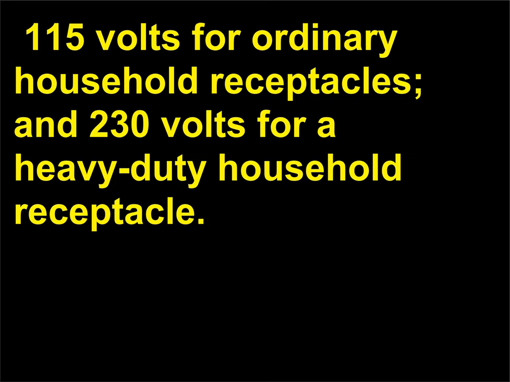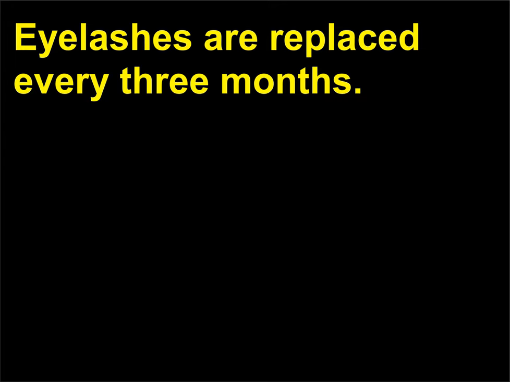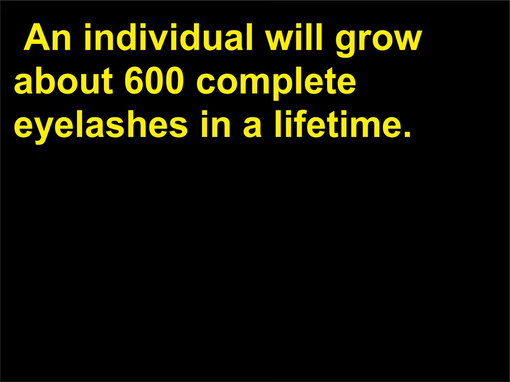How fast do eyelashes grow? Eyelashes are replaced every 3 months. An individual will grow about 600 complete eyelashes in a lifetime.